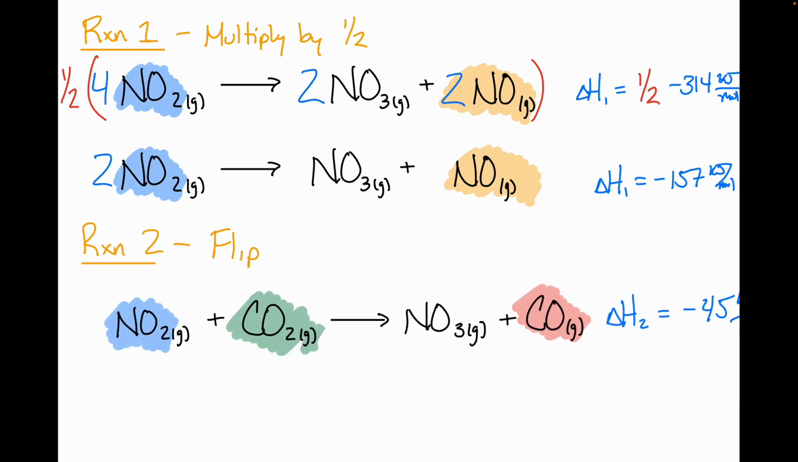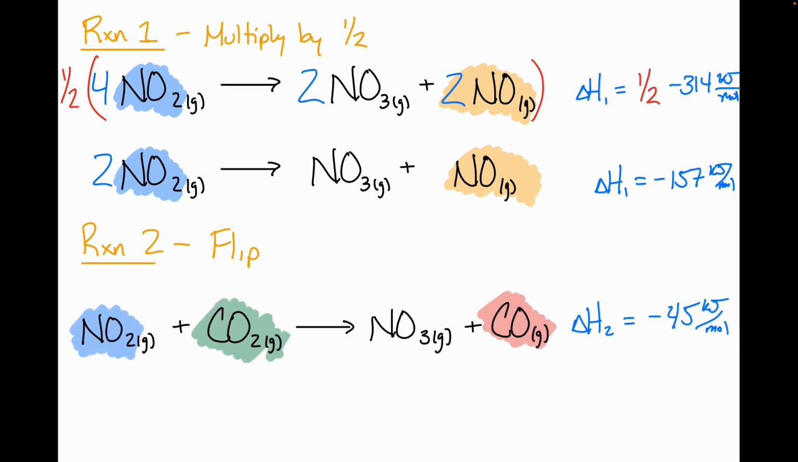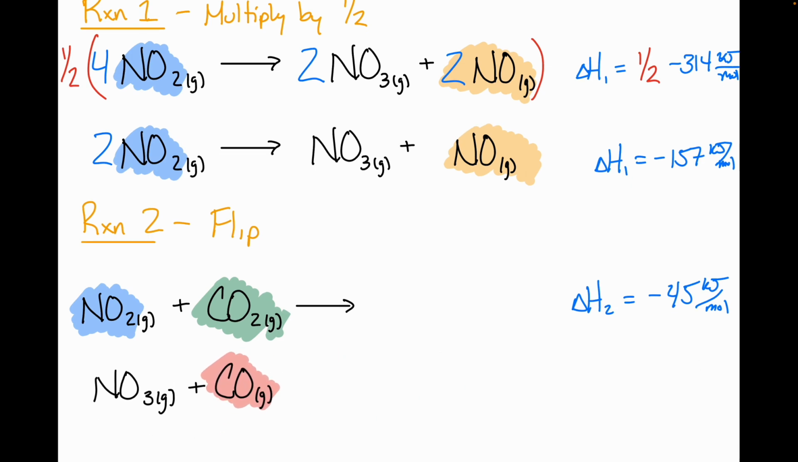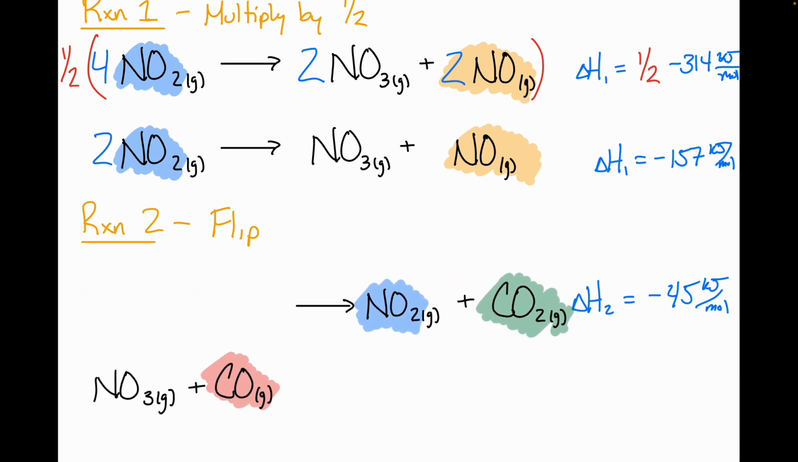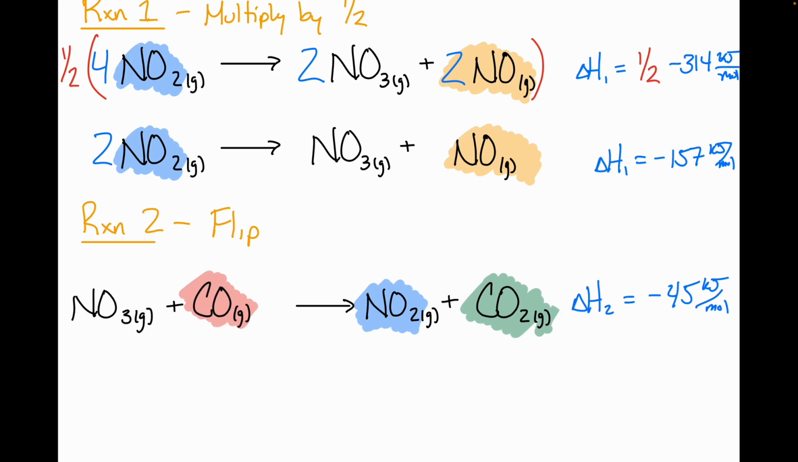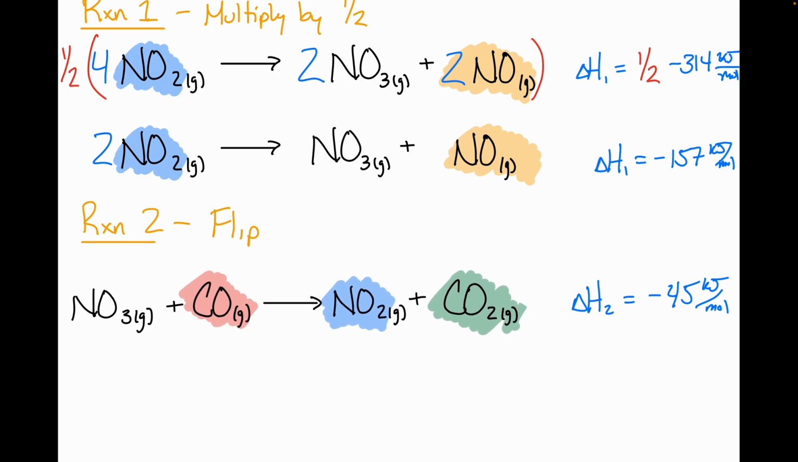So now that, whoops, whoa, throwing stuff. Okay, so I'm going to swap my reactants and my products. And what am I going to do to that value of delta H2? It was negative 45. What should it be now? Positive 45. Cool.